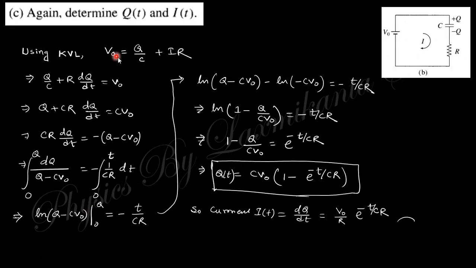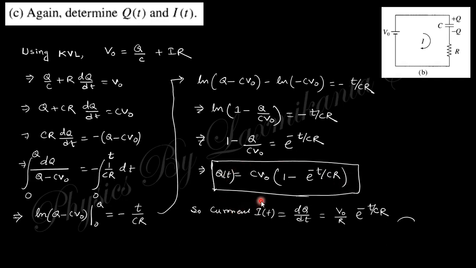Next one, determine Q of t and I of t. Now a voltage is connected to this circuit. Using KVL, Q by C plus IR equals V naught, and just rearranging, with I equals dq dt. Separate out and integrate: at t equals 0, Q equals 0, and at t, Q equals Q. Taking this integration and rearranging, you can easily find Q of t equals CV naught times 1 minus e to the minus t by CR.